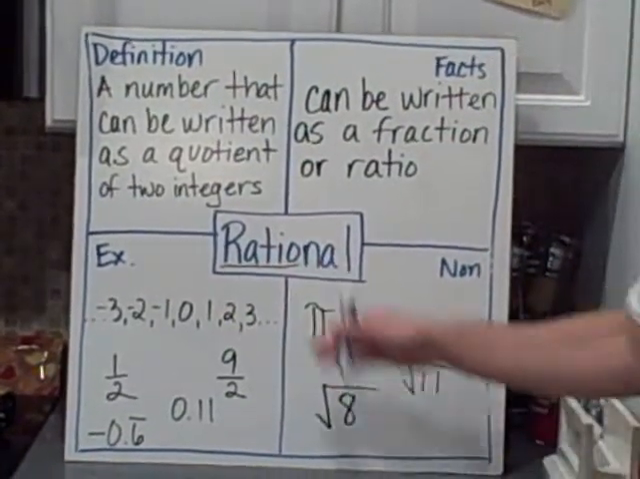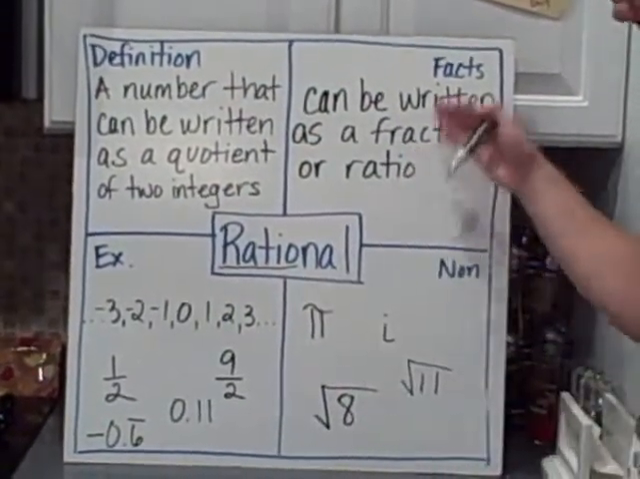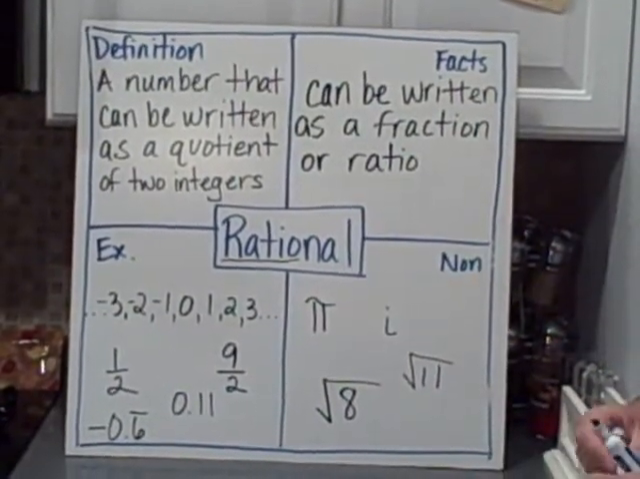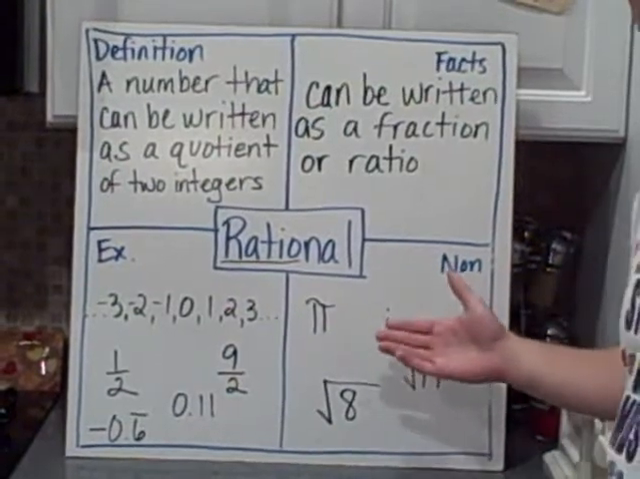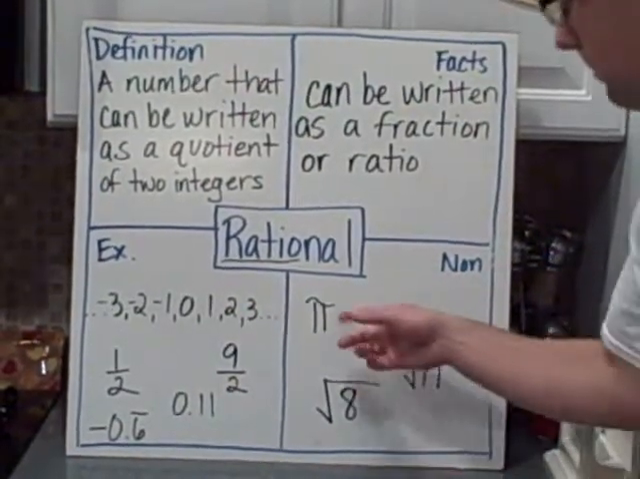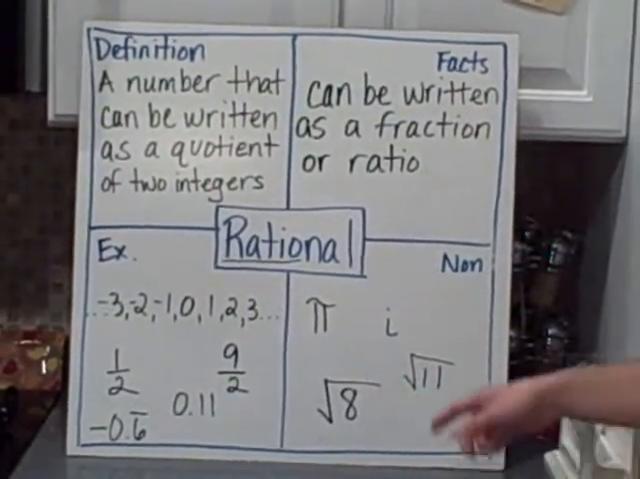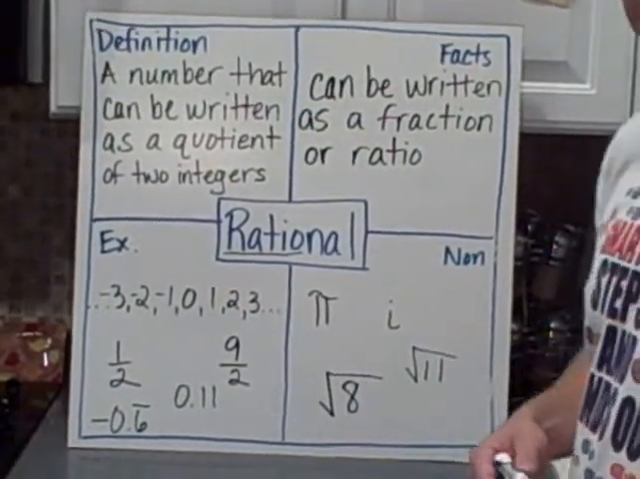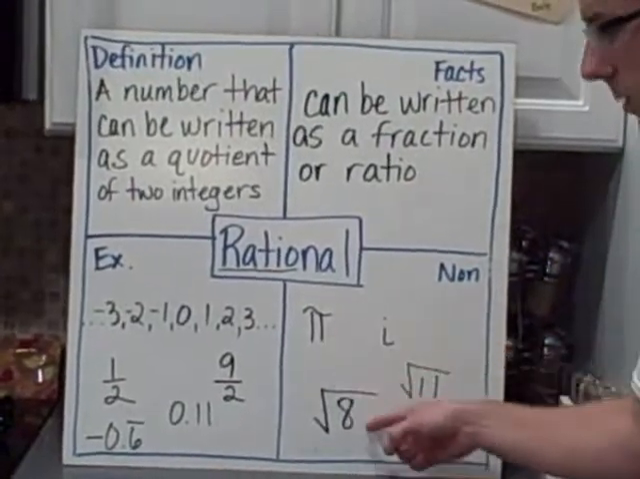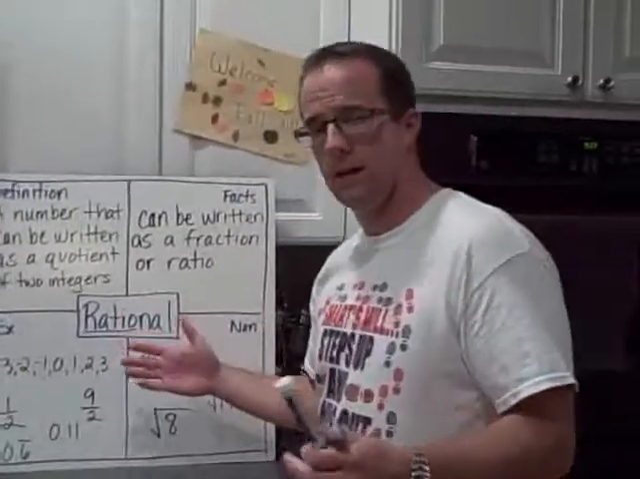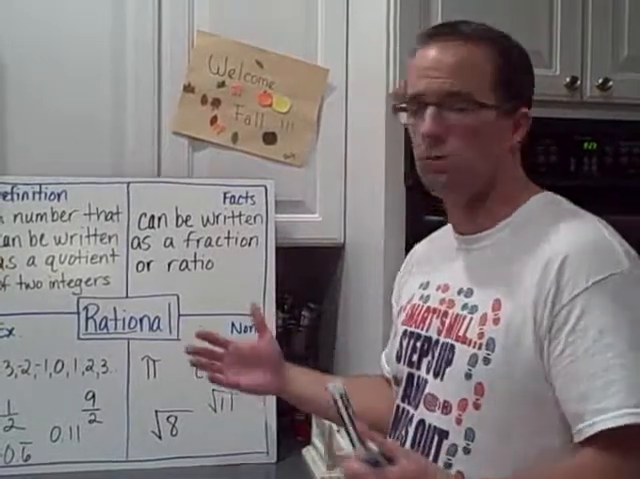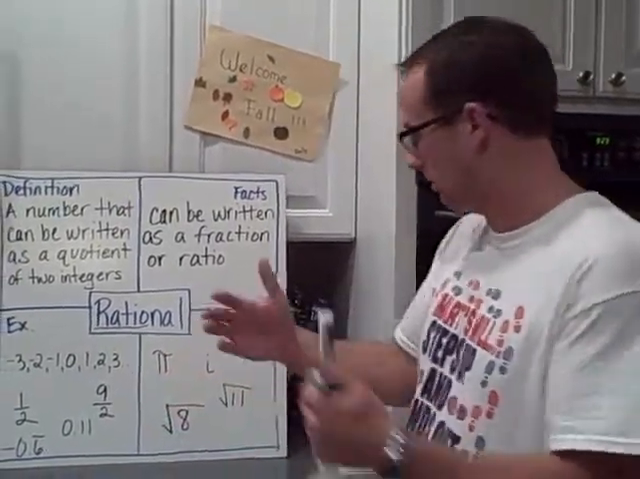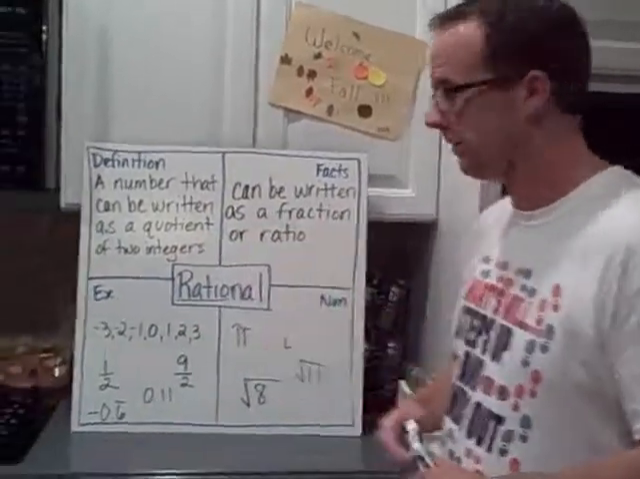They can be written as a fraction or a ratio. The word ratio is in rational. So anything that can be written as a ratio is rational. And of course your non-examples are anything that is not a ratio or fraction. Pi, square root of 8, square root of 11. Why, you might say, are those not rational numbers? It's because if you were to write the decimal forms of these, there's no pattern in the decimal places and there's no repeats. So you can't write them as a ratio because the decimal places go on forever.